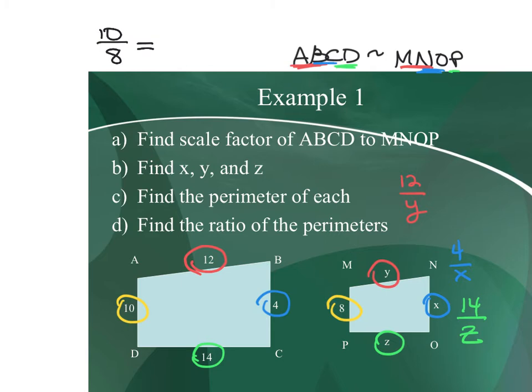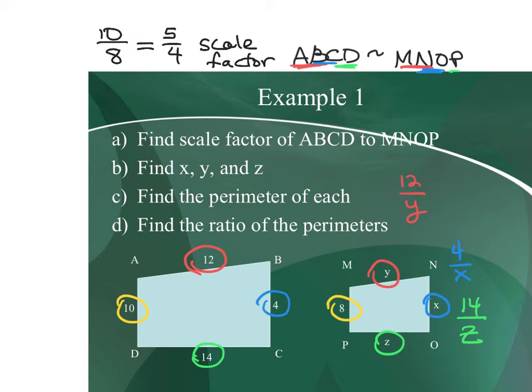I don't have an unknown. This will simplify to 5 to 4. This is my scale factor. So the scale factor is the same thing as the ratio of the sides. Now, I need to go and find x, y, and z.